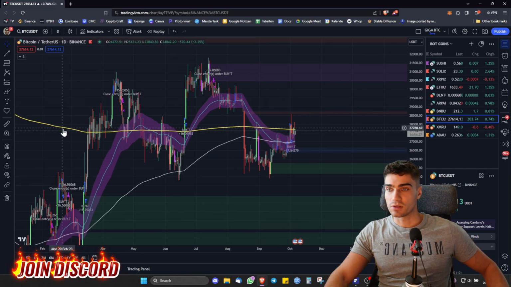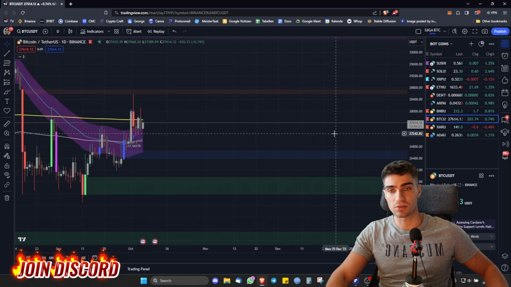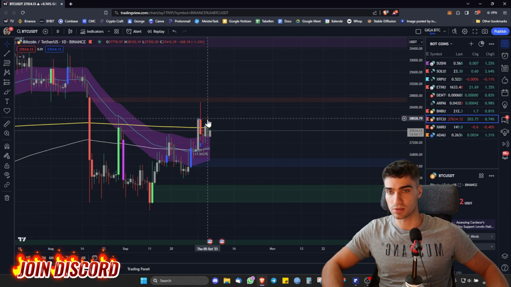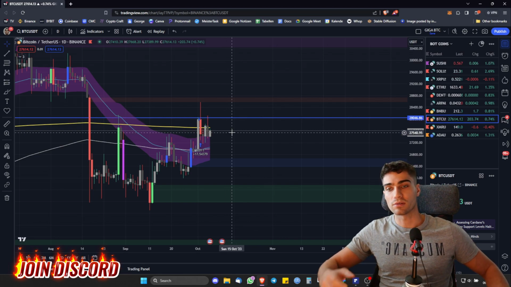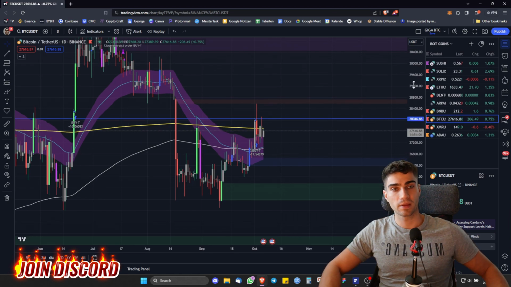So this yellow line here, this is the 800 EMA on the daily chart. I definitely need to see a daily close above this line. So I want to see BTC close at least here with a nice green candle, lots of volume, in order to have a good confirmation that we are ready for the move higher.